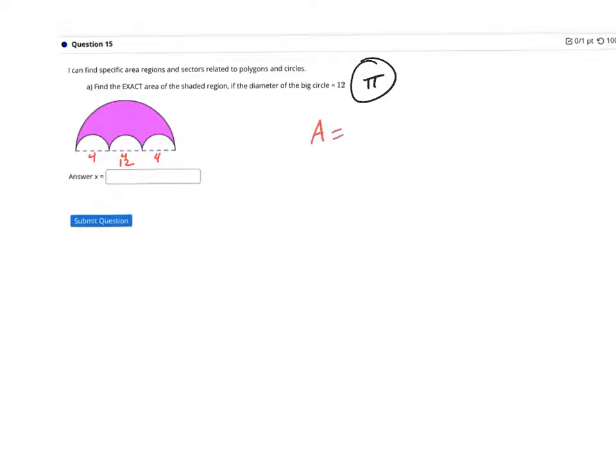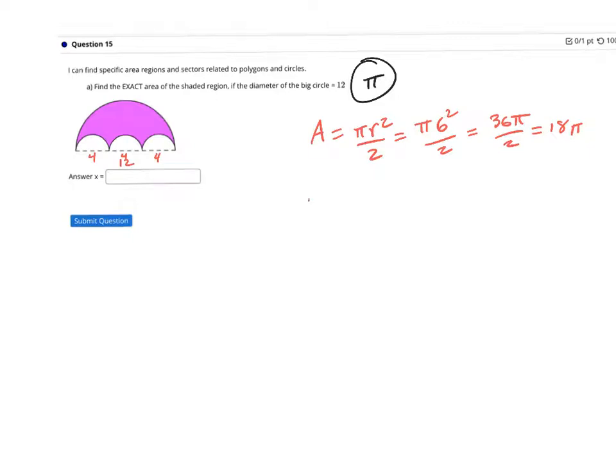We know that the area is pi r squared, but because it's only half of a circle, I need to divide that by 2. So it will be pi times 6 squared divided by 2, which is going to be 36 pi divided by 2, which is 18 pi.